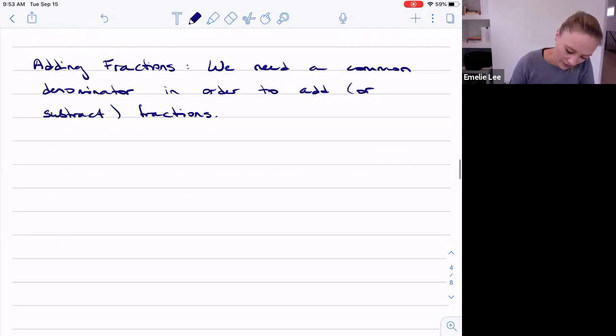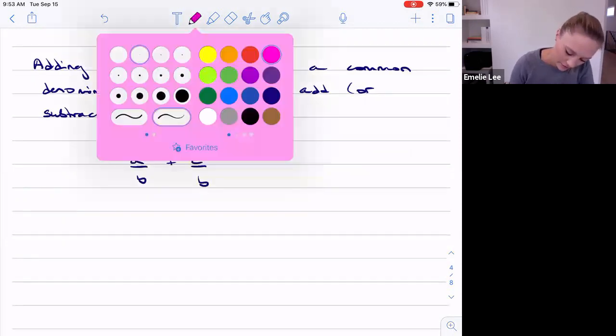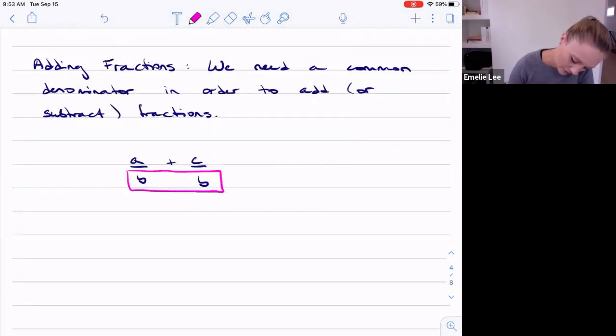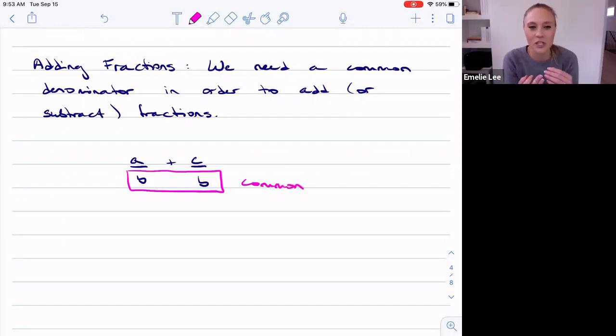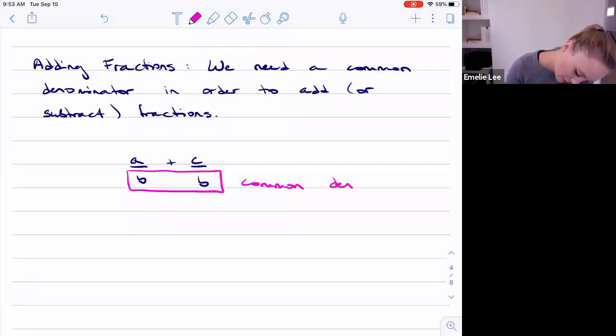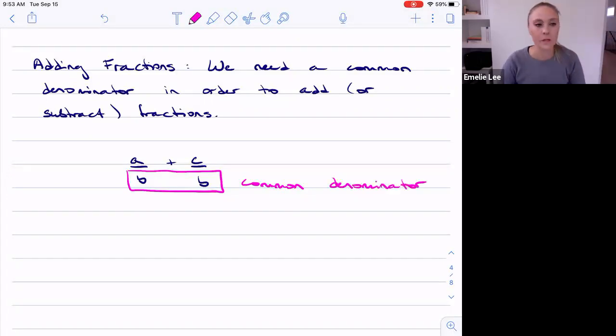So if you have something like a over b plus c over b, then I've got this common denominator. That's why we had to brush up on that terminology, numerator, denominator. So here I've got a common denominator, so I'm safe to just go ahead and add across. That's going to be a plus c over b. It's not b plus b, it's just the common denominator.